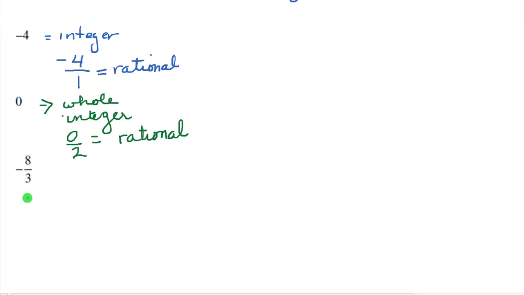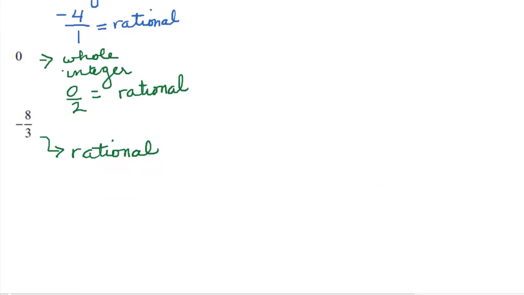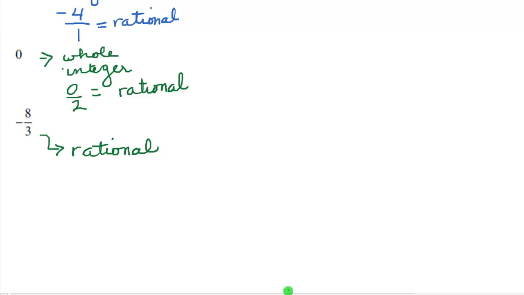And -8/3, well, that's the ratio of two integers, -8 and 3. So therefore it is a rational number. However, this is not one that we can reduce to an integer. So its classification is rational numbers.